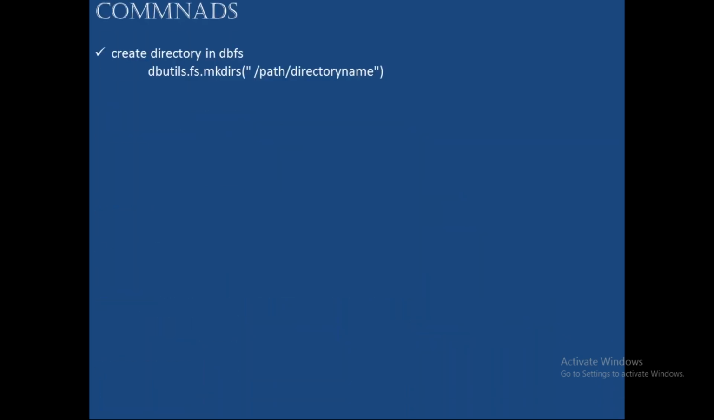Okay, so commands. You see, create directory in DBFS. First, you see friends, dbutils is the default. dbutils is nothing but what you need to use when you want to work with the Databricks file system. This is common across all the commands. Next, dbutils.fs.mkdirs. fs is nothing but what? File system. dbutils.fs.mkdirs.